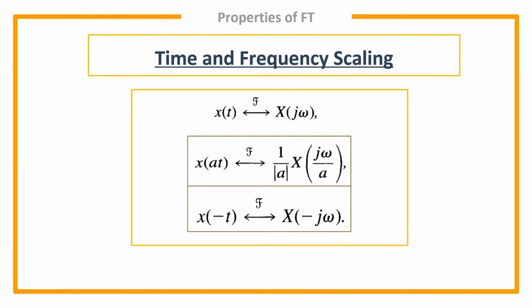If x of t has a Fourier transform x of j omega, then x of at, where a is a constant, has a Fourier transform 1 by mod a times x of j omega by a. Substituting a is equal to minus 1, we get x of minus t having a Fourier transform x of minus j omega.